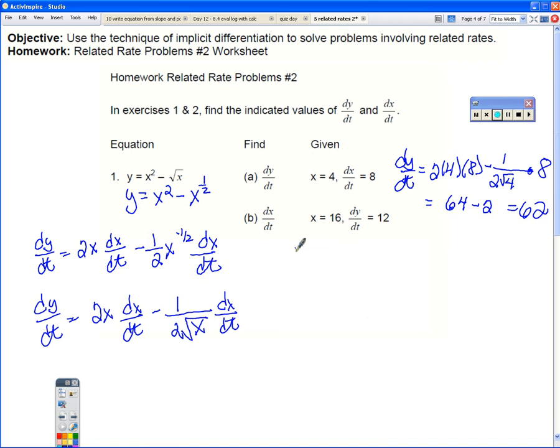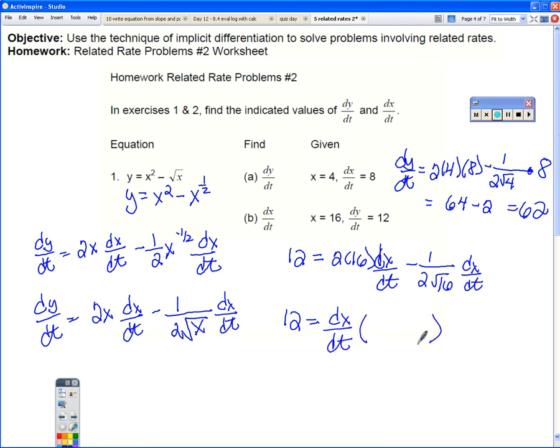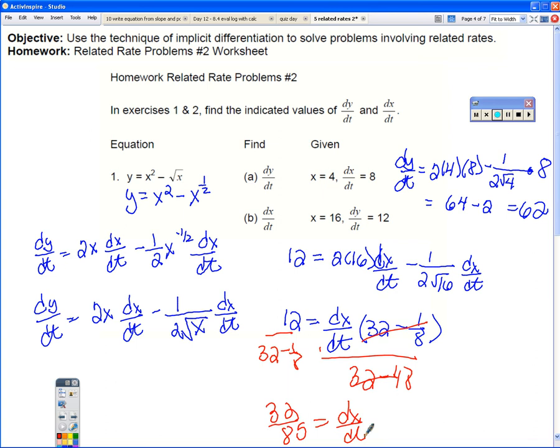Now for b, I have dy/dt, so 12 equals, and I want to find dx/dt. Now on the right side here, it'll be easiest if I factor out the dx/dt, and I'm left with 2 times 16 is 32 minus, and this is 1/8. So then if I divide both sides by 32 minus 1/8, I get 32 over 85 is dx/dt.